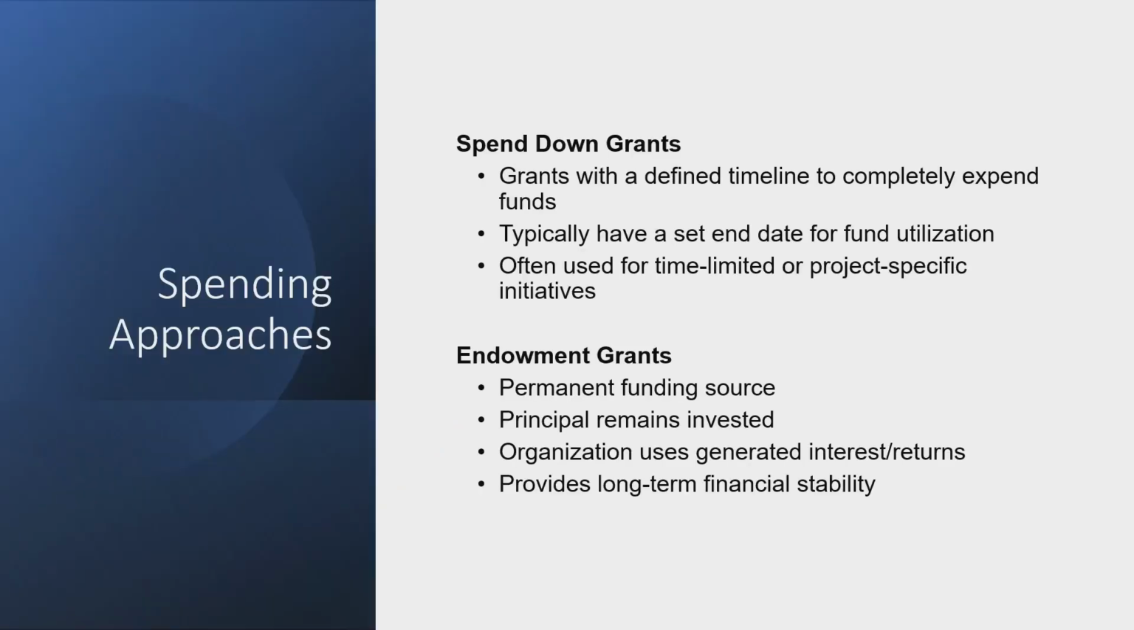When receiving grants, you will encounter two primary spending approaches. Spend-down grants require full utilization of funds within a specified time frame, making them ideal for short-term projects with clear endpoints. In contrast, endowment grants serve as permanent funding sources where the principal remains invested while your organization uses only the generated interest or returns. This approach provides crucial long-term financial stability and sustainability support for ongoing operations.